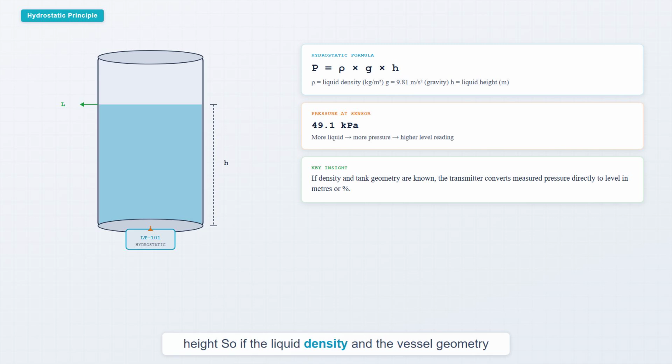So if the liquid density and the vessel geometry are known, the transmitter can calculate the exact level from the measured pressure. In practice, the transmitter is calibrated for the specific tank and liquid, so the DCS receives the level directly in meters or percentage.